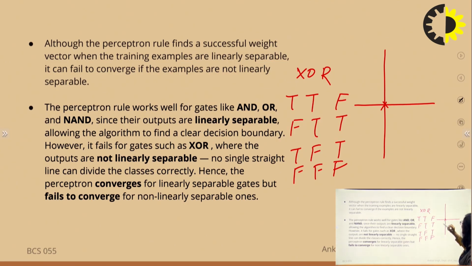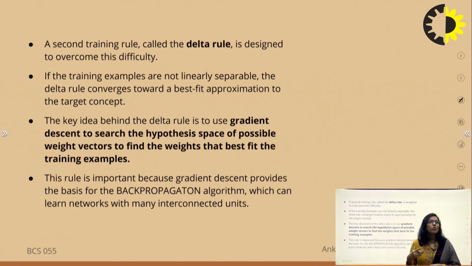So when I try to plot it, I am not able to distinguish these 2 points. The data here is non-linearly separable. So in the case of the XOR gate, my linear perceptron fails. In such cases, we use a second training rule called the delta rule, where I use gradient descent to search the hypothesis space for possible weight vectors to find the weight that best fits the training samples.